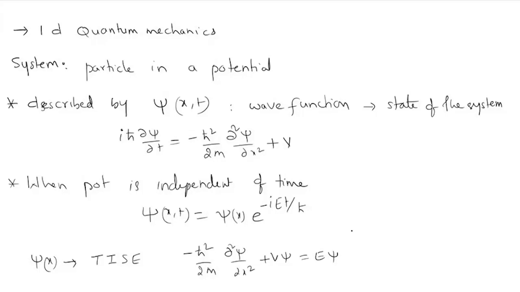Here you have E. What is E? E is energy, etc. This is called a stationary state. We are going to look at these kinds of problems where the potential is independent of time, mostly. And then you have to solve only for psi of x, and then you will go on. This is a pretty basic thing.